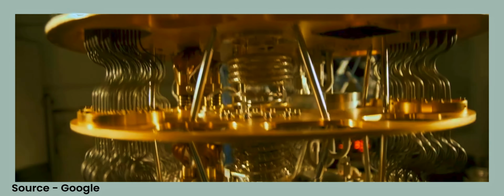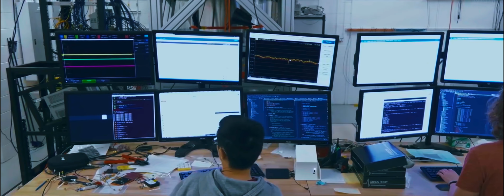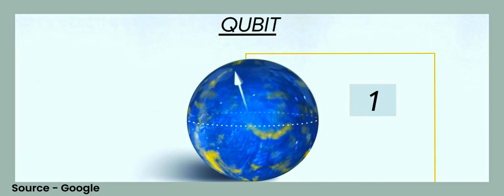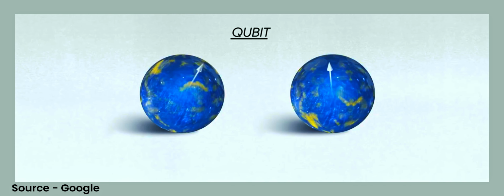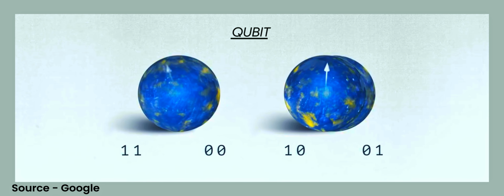Now, let's talk about quantum computers. These are a newer type of computer that use something called quantum bits, or qubits for short. Unlike traditional bits, qubits can exist in multiple states at once. This is called superposition.